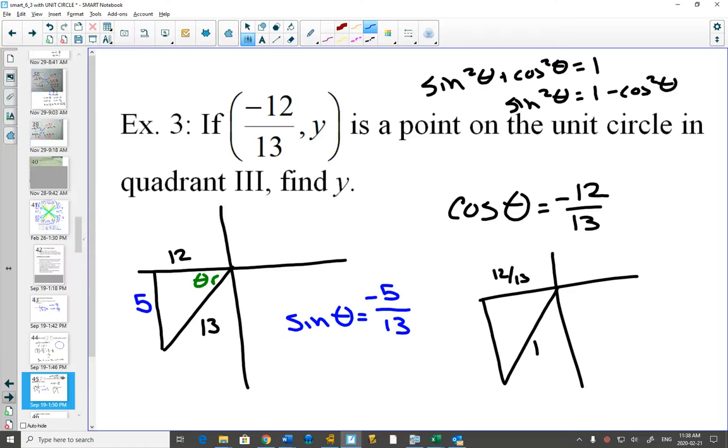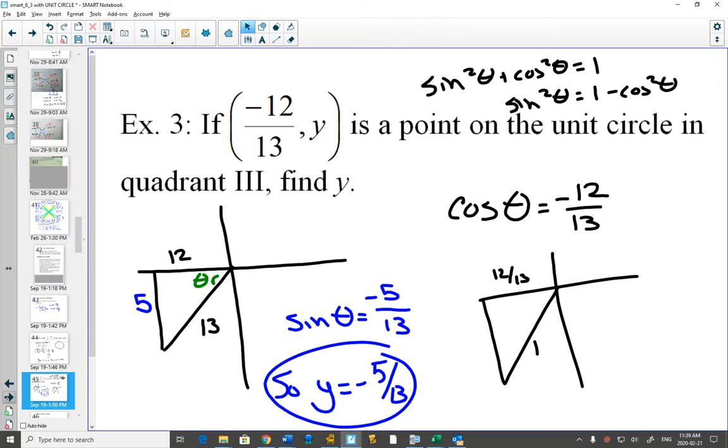Why would I lose marks in this question? I never did find y. I need to say, so y equals negative 5 over 13. If the question says solve for y, you need to have y equals in the end somewhere. You can't just assume that everybody else will fill in the blanks for what you didn't know. If you did any of these other techniques, it would have worked as well.